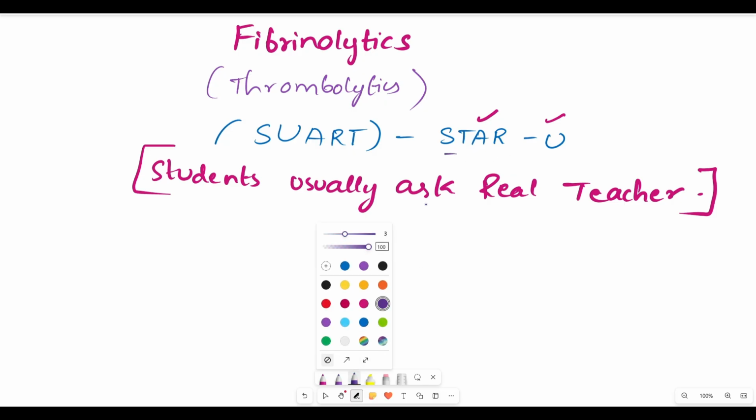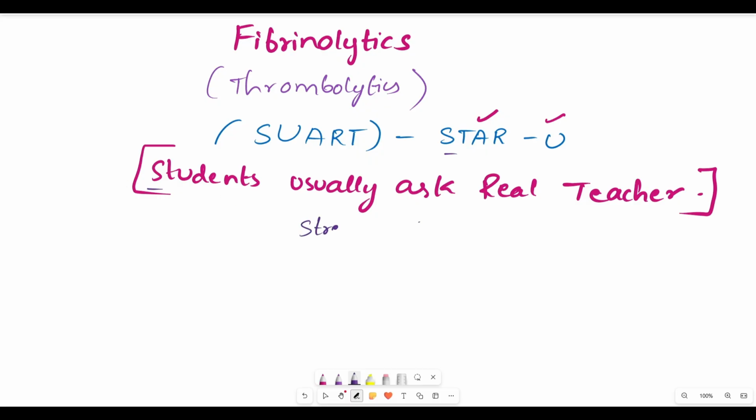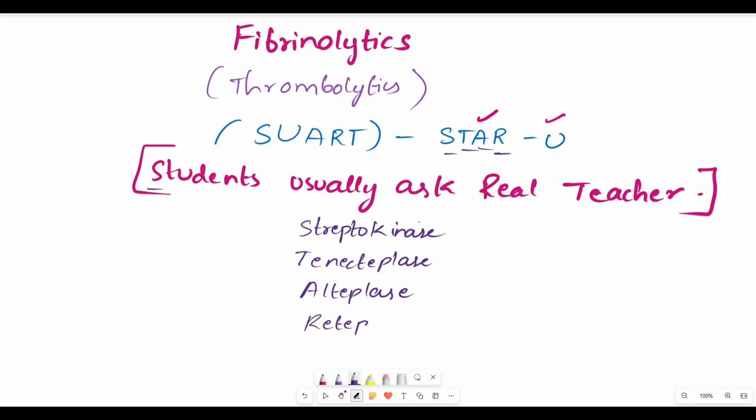So here, S means it is streptokinase. T means it is tenecteplase. A means it is alteplase. R means it is reteplase. Then U means it is urokinase.